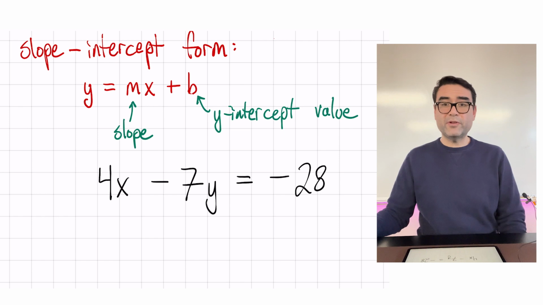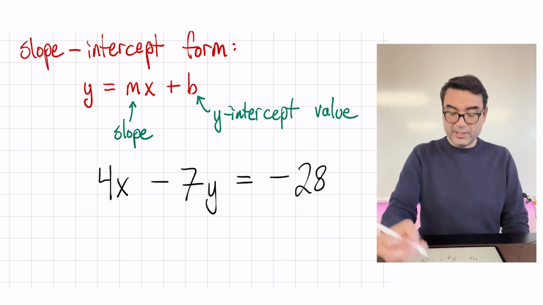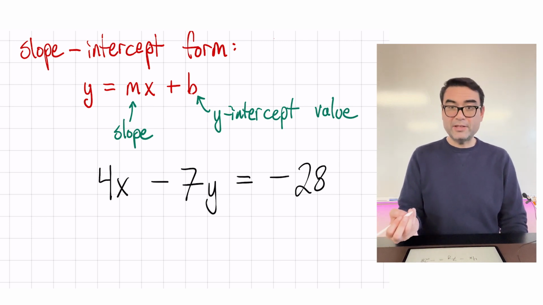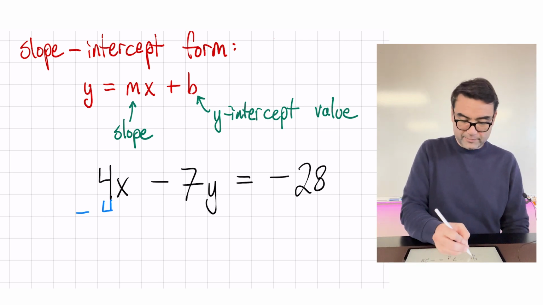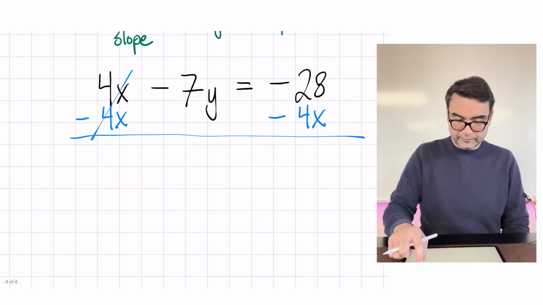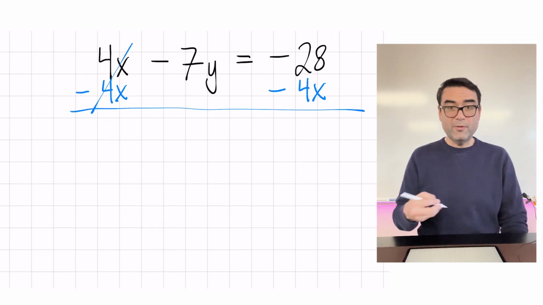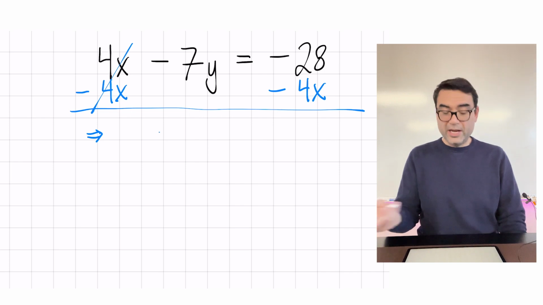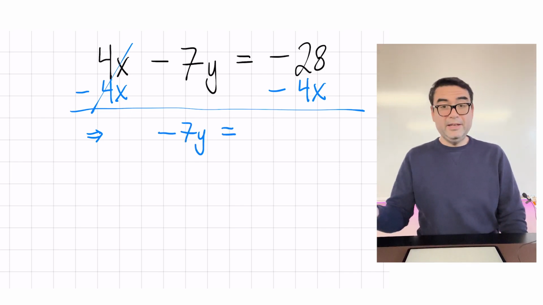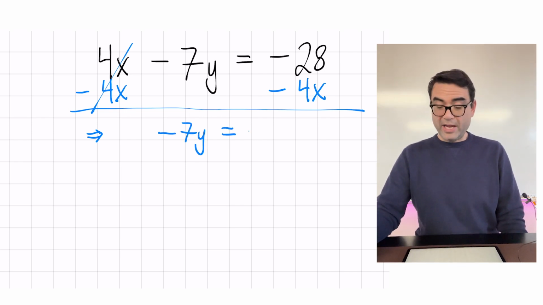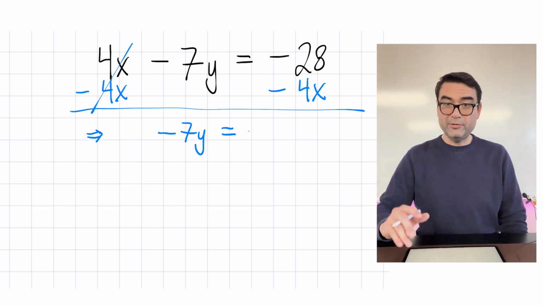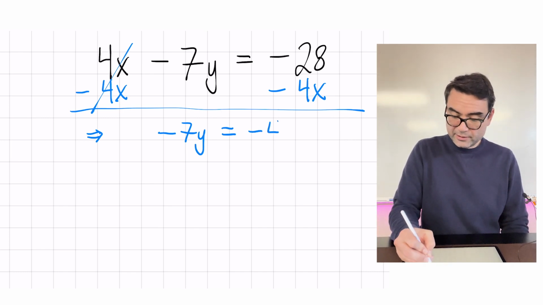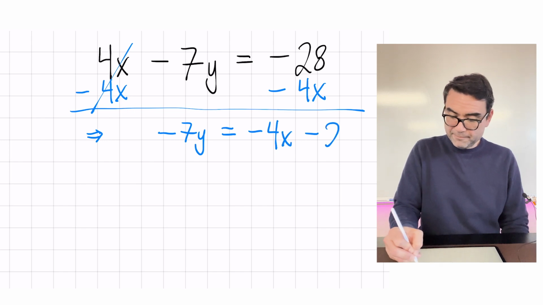So to start solving for the y term, we're going to move the x term away from the same side of that y term. So to get rid of a 4x term, we're going to subtract both sides of the equation by a 4x term. 4x minus 4x is 0, so no more x terms on the left. We have a negative 7y term. And now we can't combine a negative 28 and a negative 4x. You can't combine variable terms with constant terms. So I'm going to put the variable term first, negative 4x, and then minus 28.